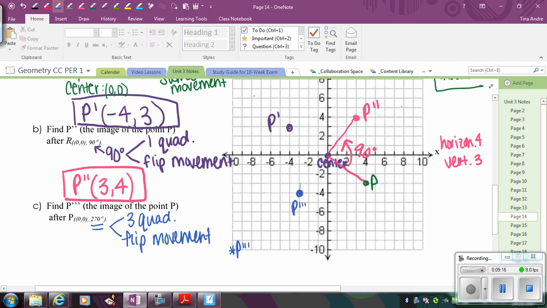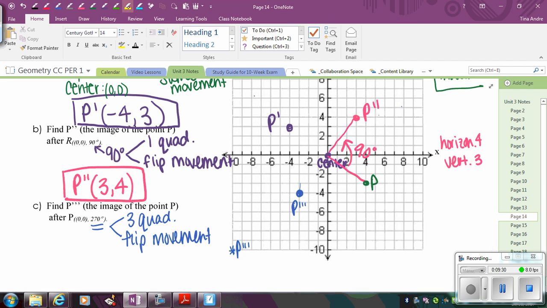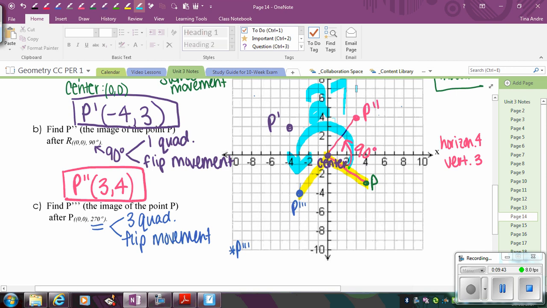So again, think about what I did. Horizontal 4, vertical 3, switch to 3, then 4. So I flipped it. So then from here, again, if you were to connect this angle, so from P to the center to P triple prime, the angle that you're really looking at is this entire angle, which is 270. That's what we call a reflex angle because it's bigger than 180. But that's the 270. So my coordinates for that are going to be -3, -4.